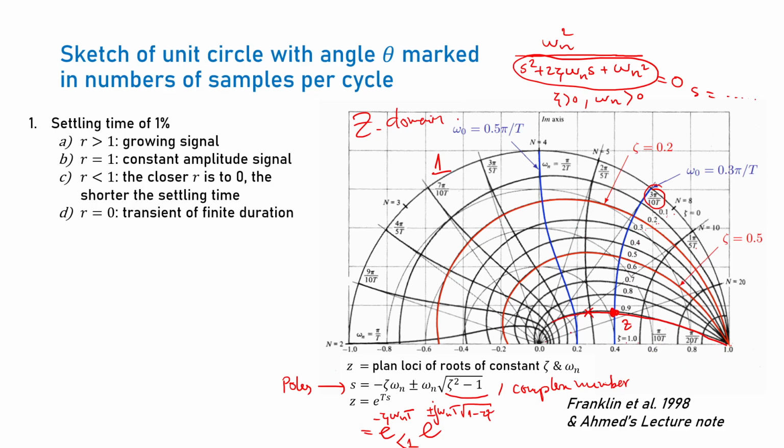Let's say, if I choose zeta 0.5 and I choose omega n 7 pi over 10T, where is the location of the pole for the z domain? Zeta equal to 0.5, which is this curve, and then omega n equal to 7 pi over 10T, which is this curve. So you have the intersection here. This is one pole, and another pole is just symmetric with respect to the real axis.